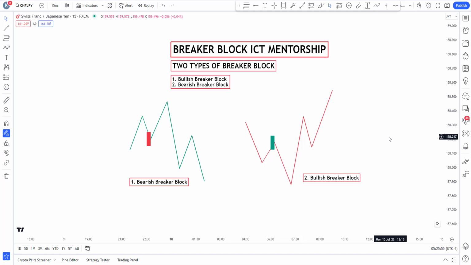This video is about ICT Breaker Block, one of the 7 institutional reference points in the ICT concept. I'm going to show you what exactly is a breaker block and how to easily identify them on your chart.